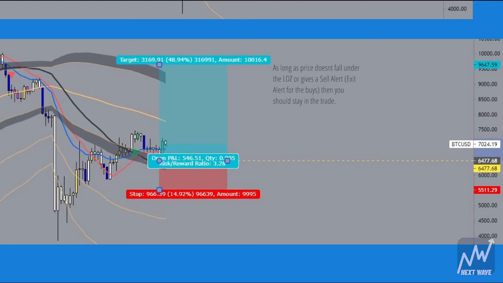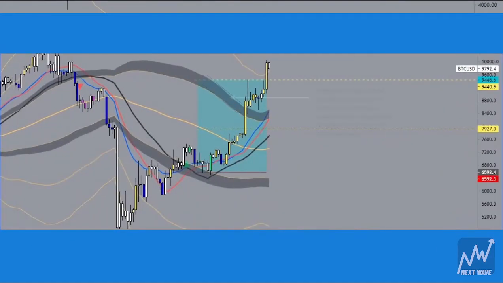As long as price doesn't fall under the lower danger zone or give a sell alert, which is the exit alert for the buys, then you should stay in the trade. Here, we can see that the upper danger zone has moved down. As price goes to the upside, the upper danger zone moves down. It would then be up to you if you would take full profits here or take partials and let the trade run.